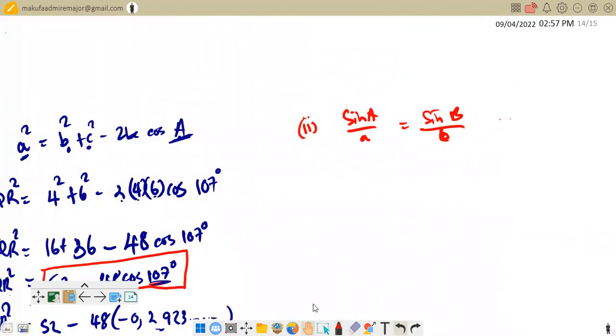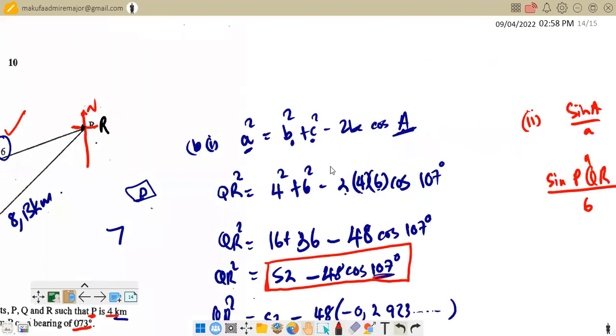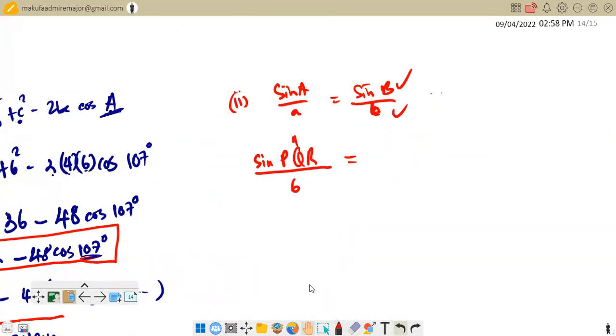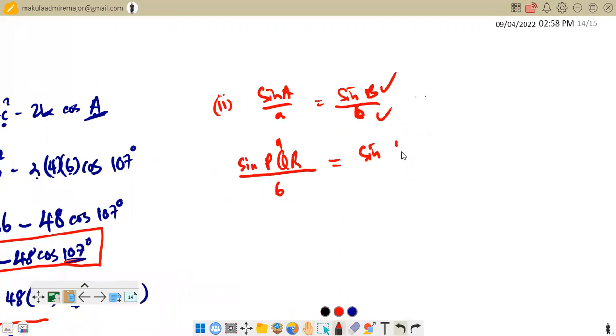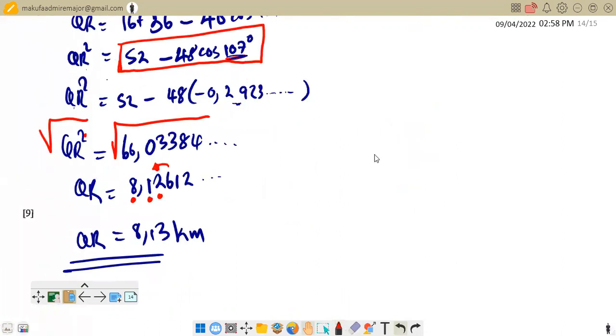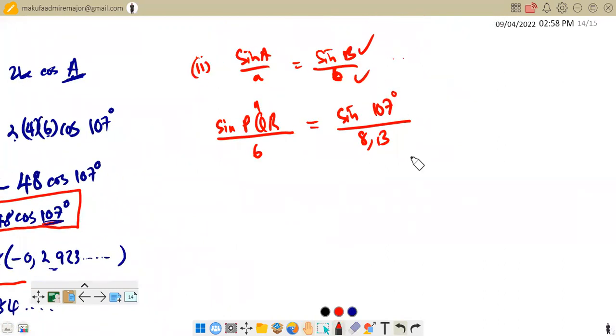So this is sine PQR over the side 6, is equal to, I have to take the other combination, which is complete from the diagram, and the complete combination is this one of 107 and 8,13. So it's going to be sine 107 over that side that we got, which is 8,13. And it is best for you to use the exact value that you obtained here before rounding off. Here you've got the value that you obtained. It is best for you to use that. So you have to store those values in your calculator. But I'm just going to work with this one that you've got.